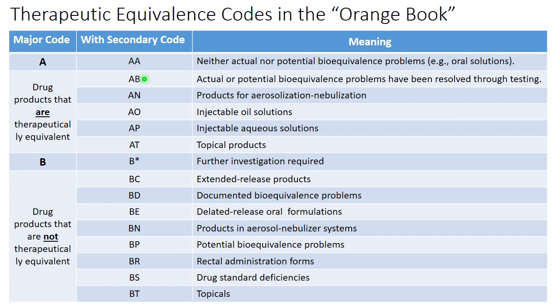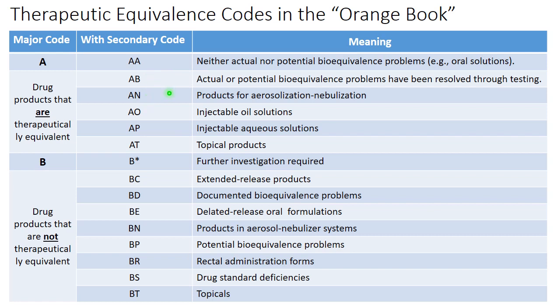So AB means actual or potential bioequivalence problems have been resolved through testing. That means not only are you saying that there shouldn't be a problem, you're saying we've proven that there is no problem through a clinical test. Whereas the first one means they probably didn't even do the bioequivalence study because they don't expect any problem whatsoever because it's an oral solution. So AB means it's actually been tested and there's no problem.